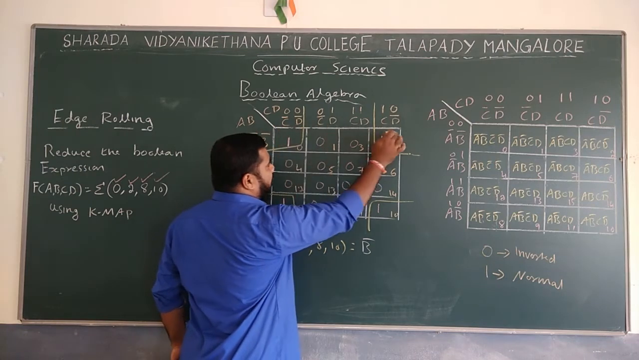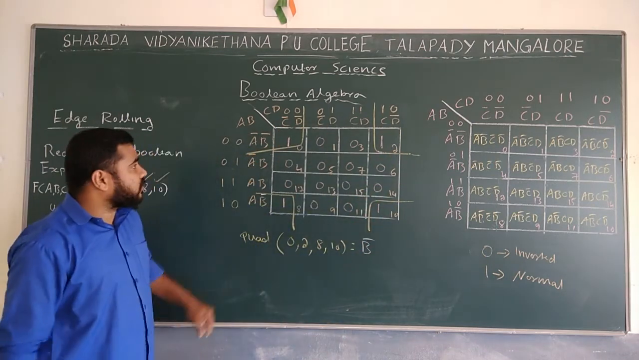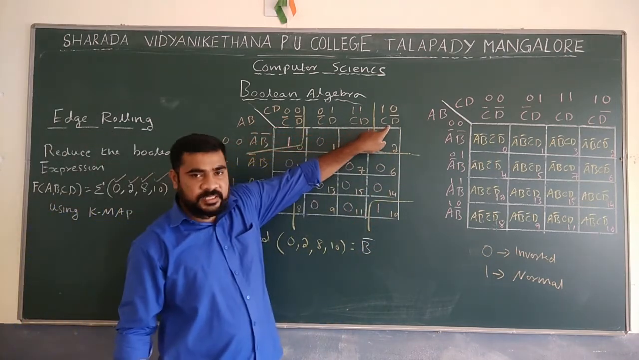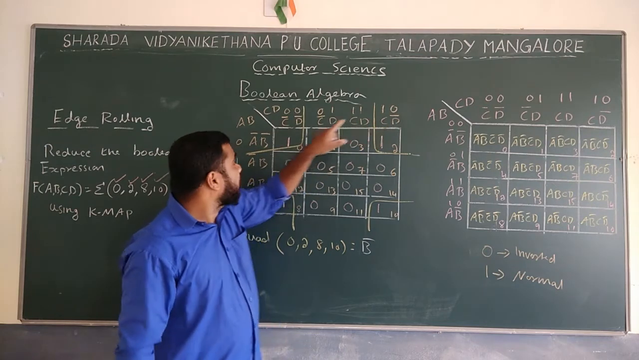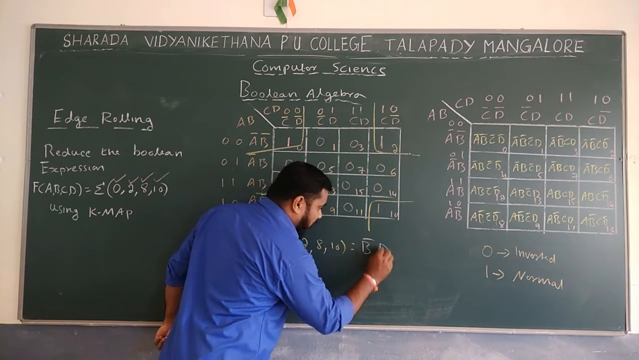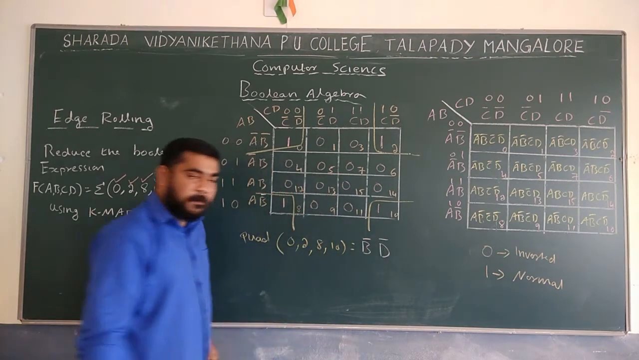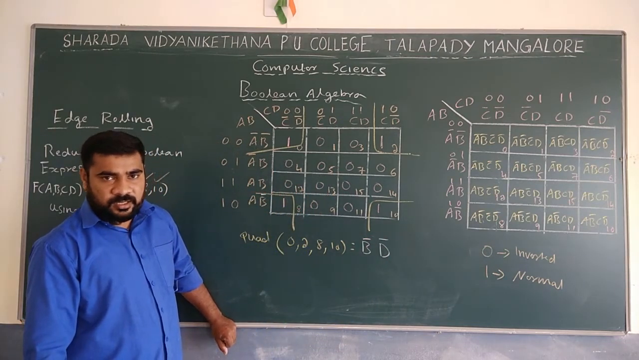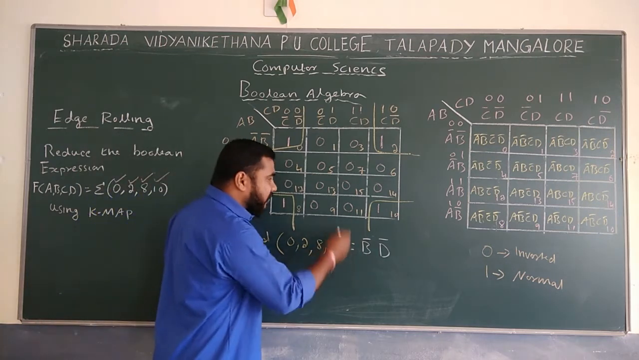Next, first column and last column. First column C dash, C, so that is not a common term. Then D dash, D dash. So D dash will be the common term. So the output will be B dash, D dash. Got it? This is actually easy.